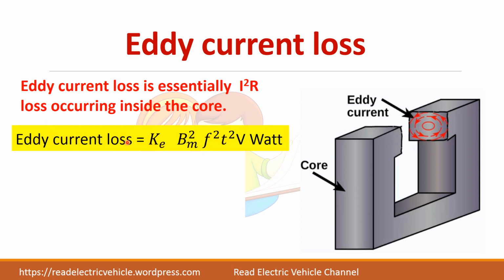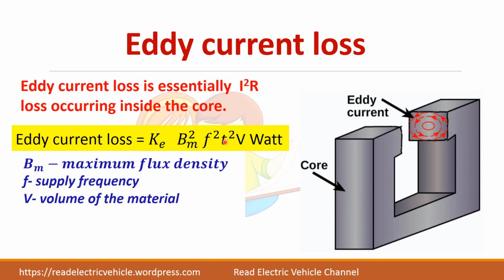Eddy current loss is given by this formula. So it is directly proportional to the frequency square.